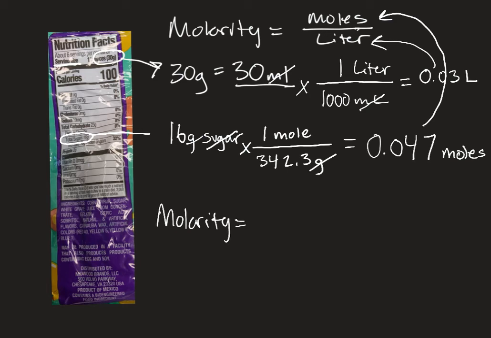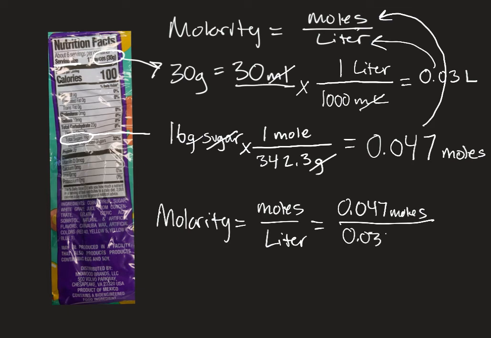Molarity equals moles per liter. I have 0.047 moles, and I have 0.03 liters. And so I'm just going to take 0.047 and divide by 0.03, and I get 1.55. Actually, if I round, I'm going to get 1.56 moles per liter, and we're going to abbreviate that with a capital M.